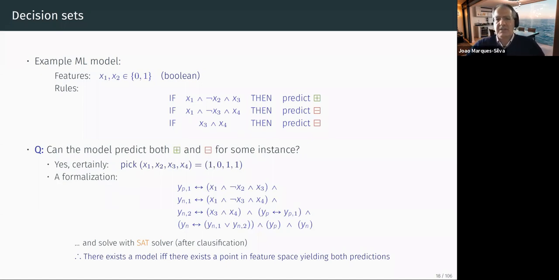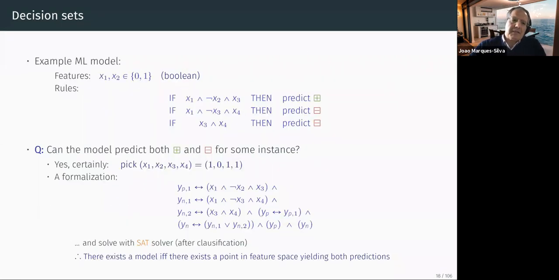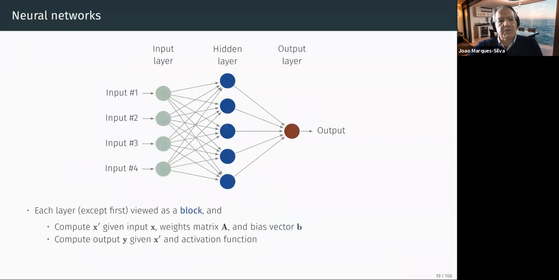We can use what's called Criterion encoding, and we will be done. Very well. So, of course, everybody would be saying by now that decision sets or linear inequalities are not that interesting. We want to see neural networks. Everybody wants to see neural networks. So let's see neural networks.